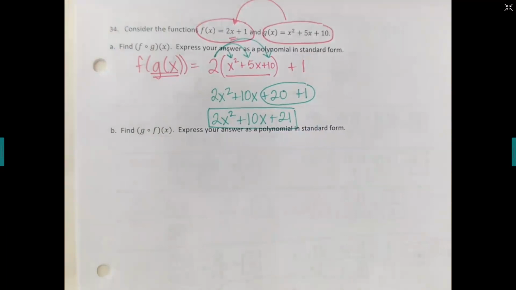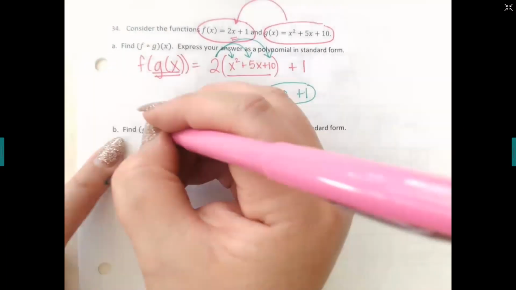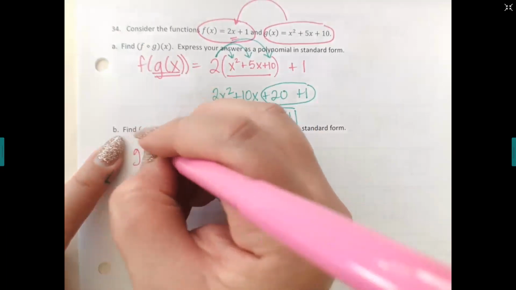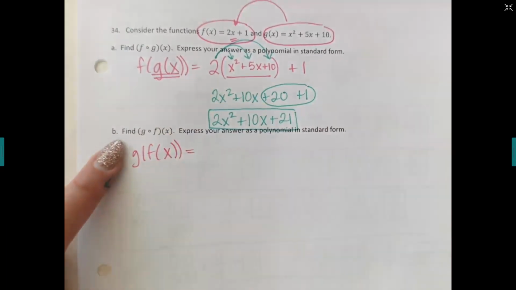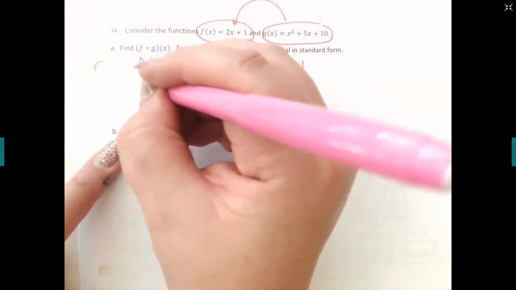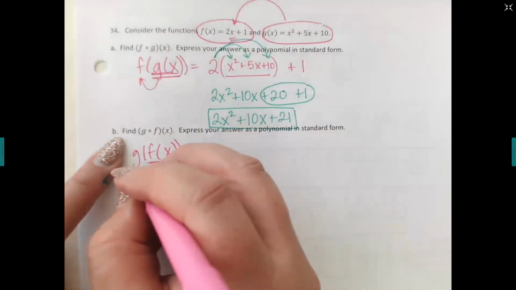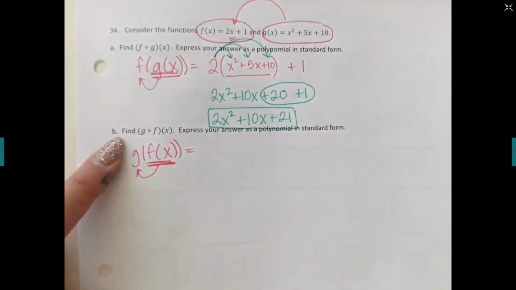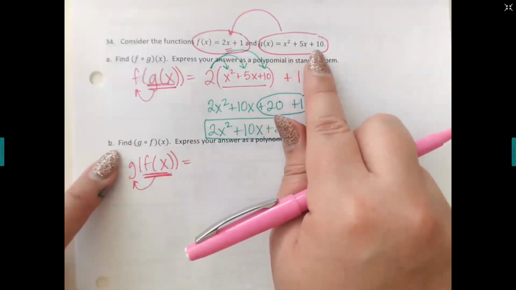All right, last question in your notes. Take a look at letter B. Same two functions, but now we want G of F. So I'm going to do G of F of X. Which means that now, instead of G plugging into the F formula, I'm going to have F plugging into the G formula. So let's look at my G formula. It's x squared plus 5x plus 10.